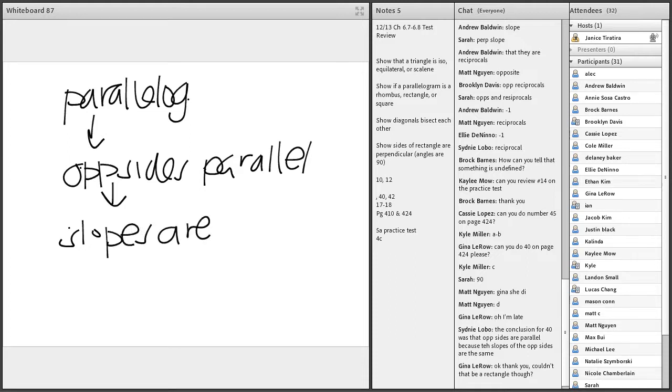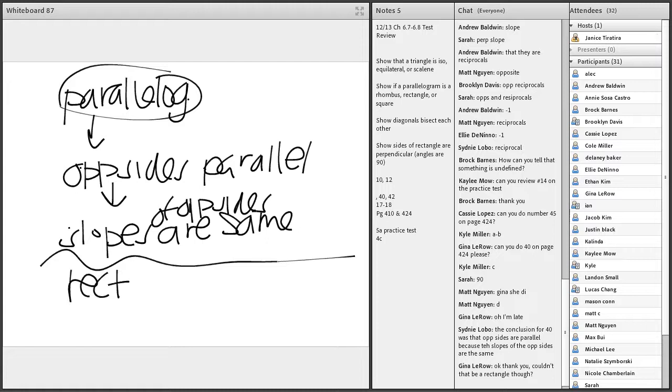Yes, it could, but for a rectangle, you also have to show the angles are 90. That's one extra step, so I'll get there. So for a parallelogram, opposite sides are parallel, so slopes of opposite sides are the same.